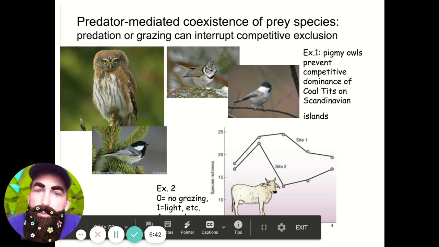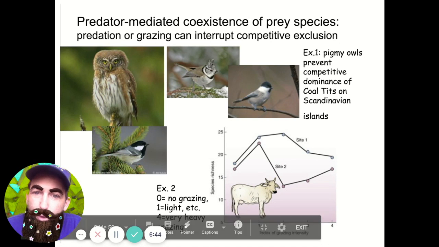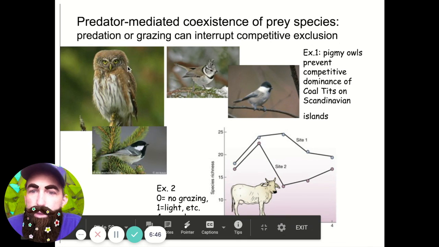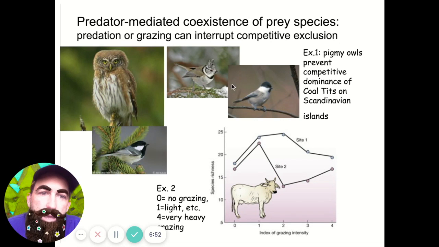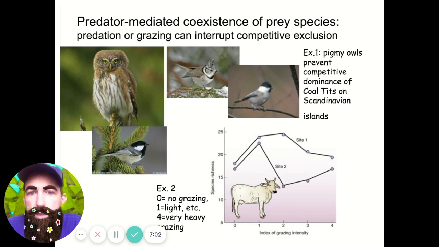You have predator-mediated coexistence of prey species. What that means is you've got a predator here, in this case a small owl species, the pygmy owl, and they are going to prevent competitive dominance of one species over the other. They may be feeding on a particular species and let the other species that they're not feeding on wind up competing in a way that they otherwise wouldn't be able to.